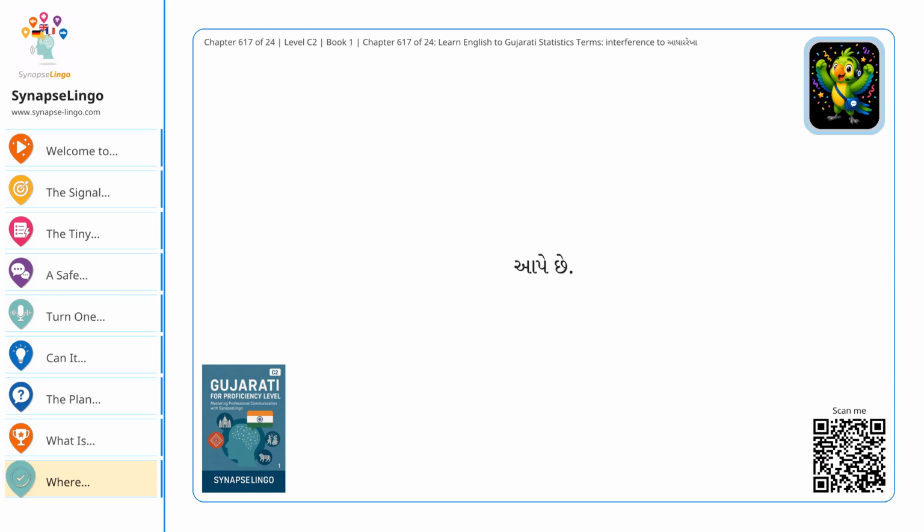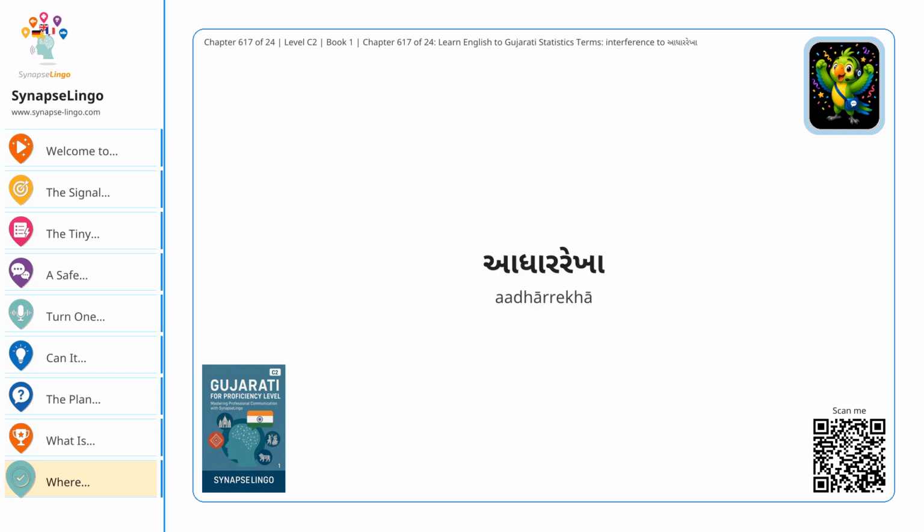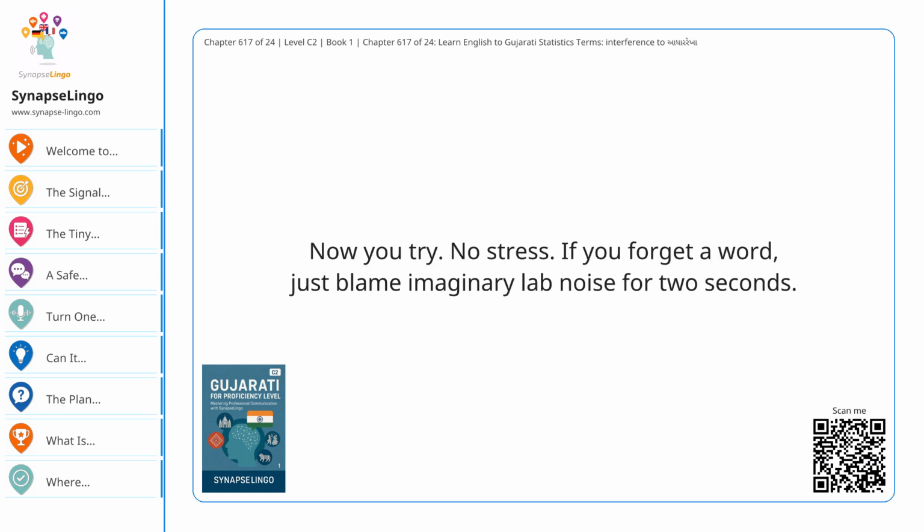आधार रेखा. Ape che. Imagine a race where everyone runs wildly, but nobody marked the start line. Chaos. Mild confusion. One lost shoe. The proper start line is आधार रेखा. Quick review challenge. Now you try. No stress. If you forget a word, just blame imaginary lab noise for 2 seconds.